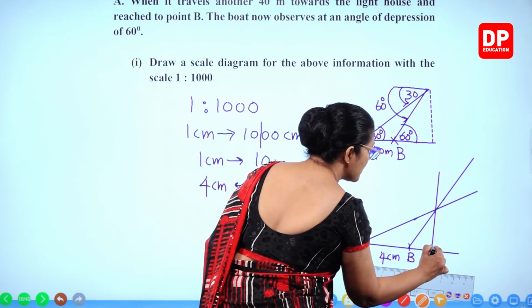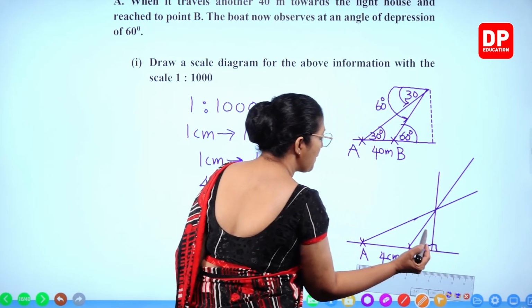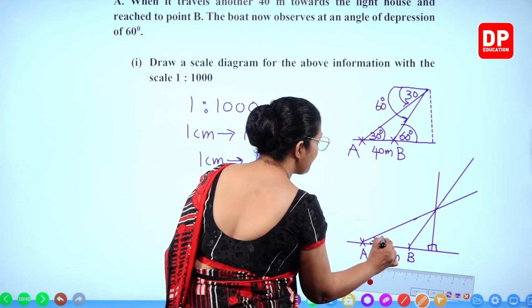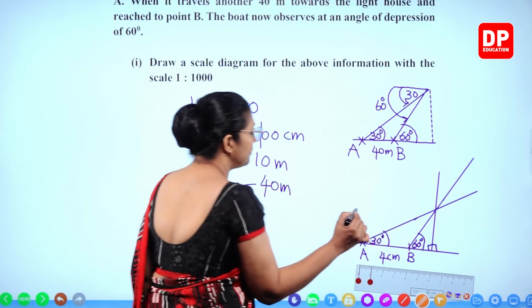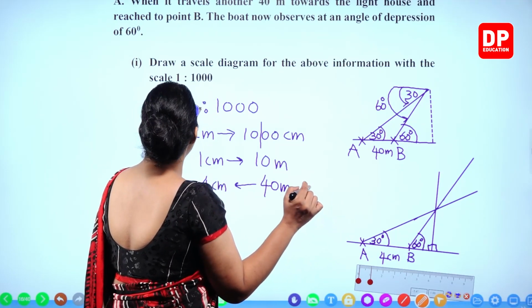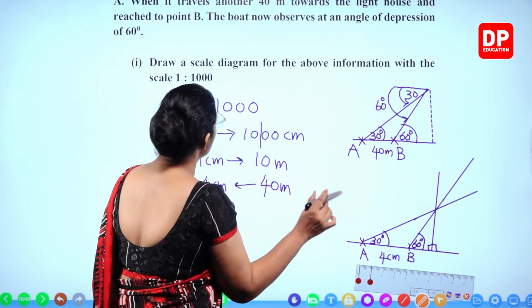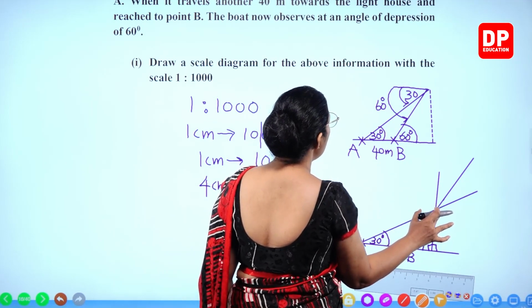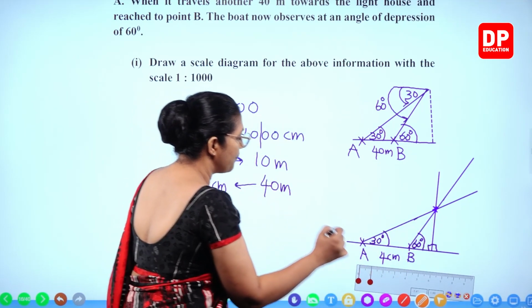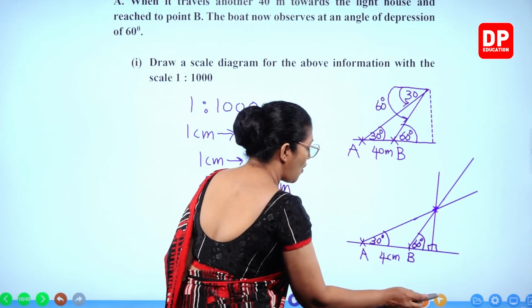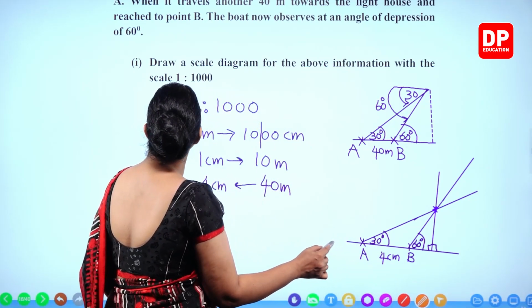So here, this is a vertical line, perpendicular, and this is 30, this is 60. And they are asking just to draw it. So this is the diagram and this is the top of the lighthouse. So how many marks for drawing?